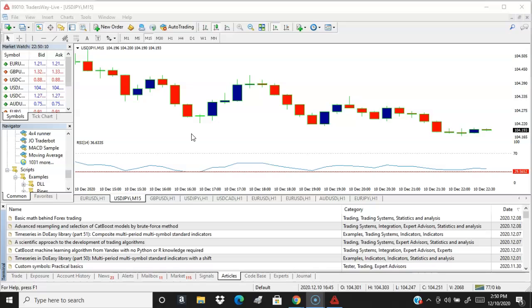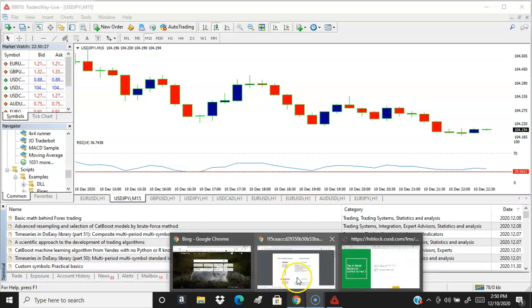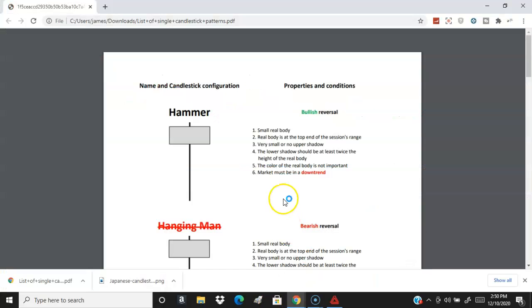Okay, so the first thing we need to know is the basics of candlestick reading and candlestick patterns, and what each candle looks like and what each candle means. For that I have a chart. Not my chart, I found it on the internet, but it explains candle patterns better than I can show you on the charts.